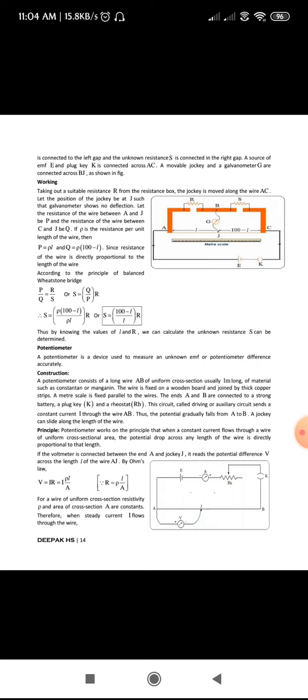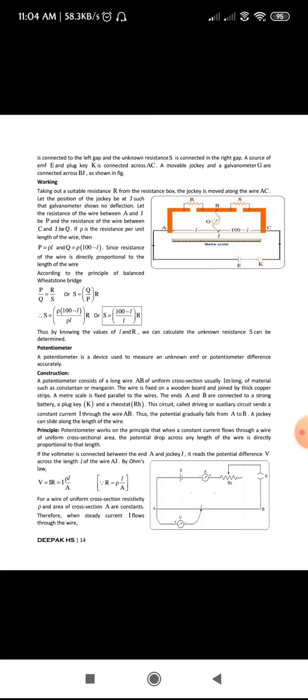Since we need to find the value of S, we take S on the left hand side. So S is equal to Q by P into R. Substituting the values of Q and P, S comes out to be rho into 100 minus L divided by rho into L, into R. Rho and rho get cancelled out, and what is left is S equal to 100 minus L divided by L, into R.